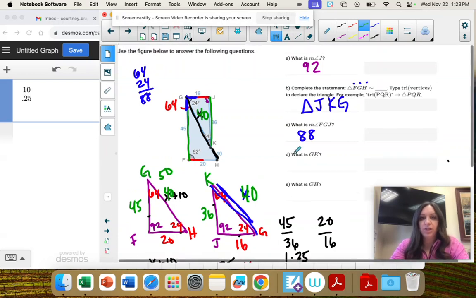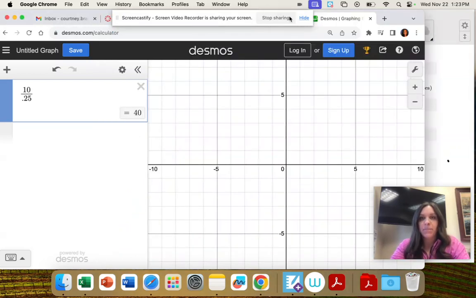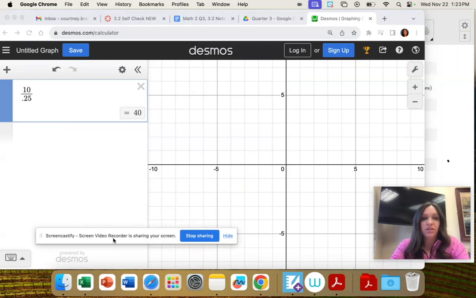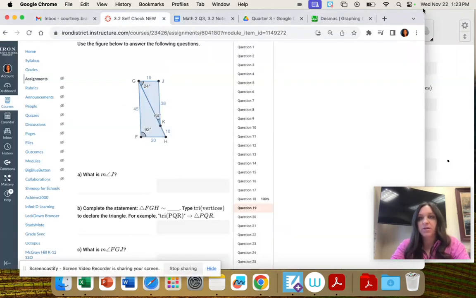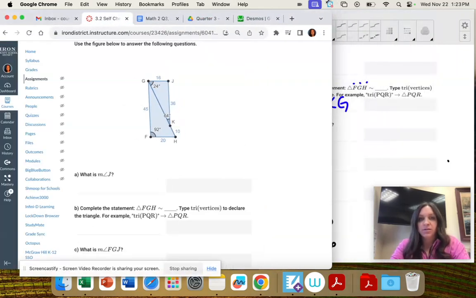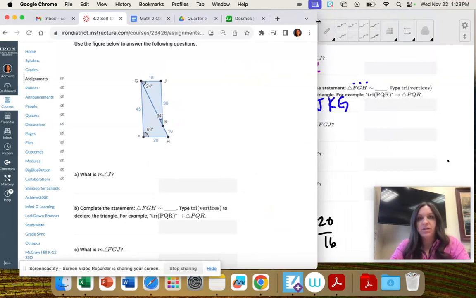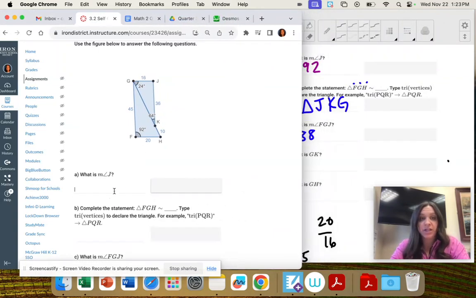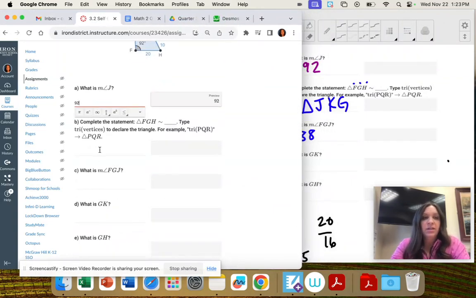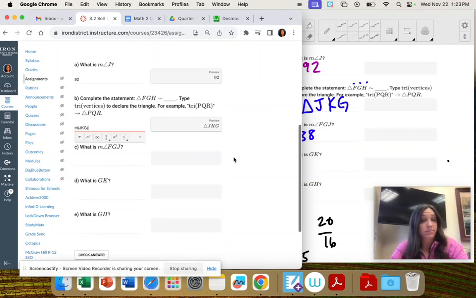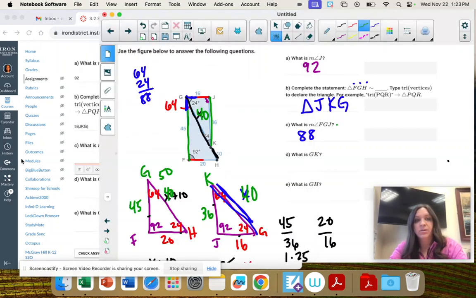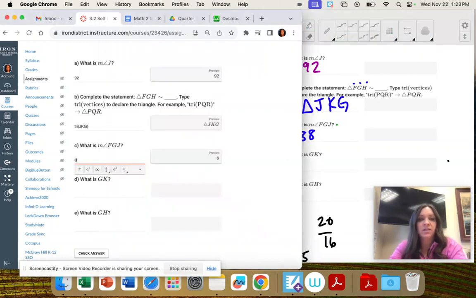So now let's put in everything. I'm going to move this back. Sorry, moving stuff all over the place. So measure of J is 92. And then complete the statement. So we do try parentheses JKG. And this was 88. And then 40, 50.